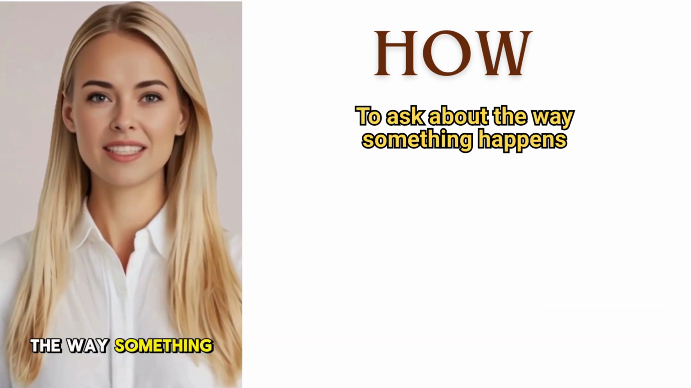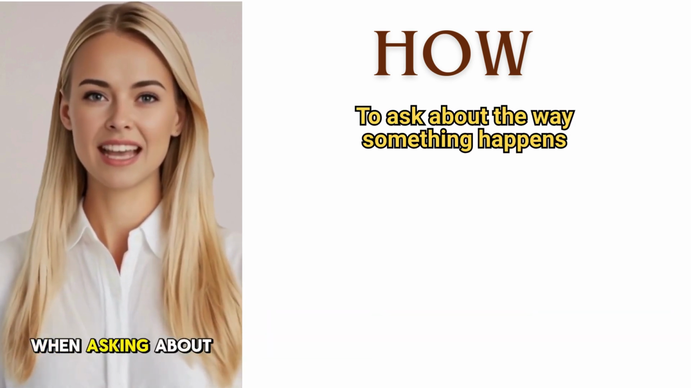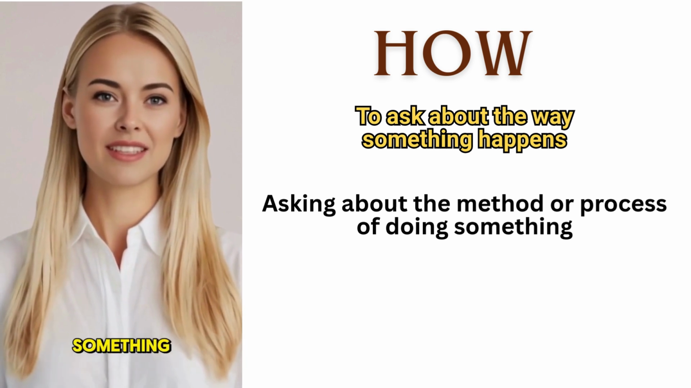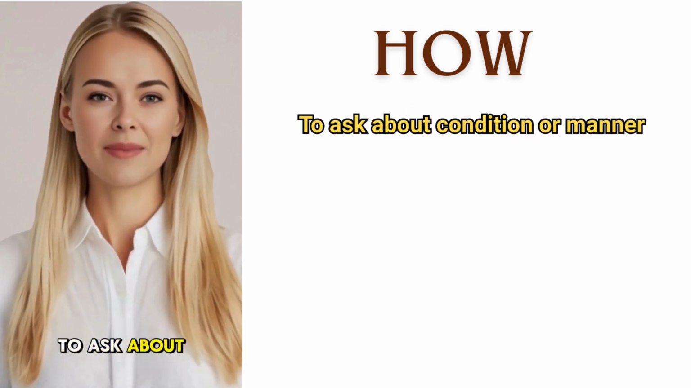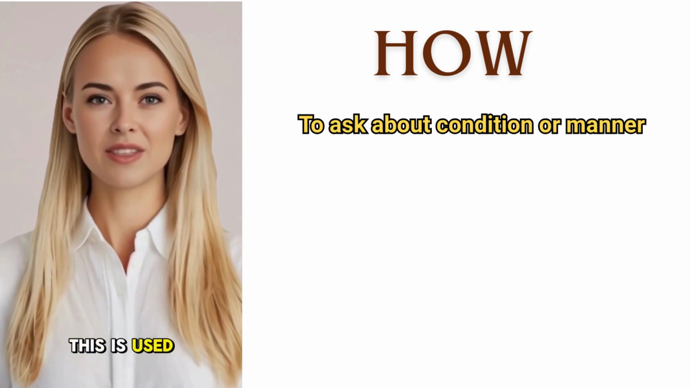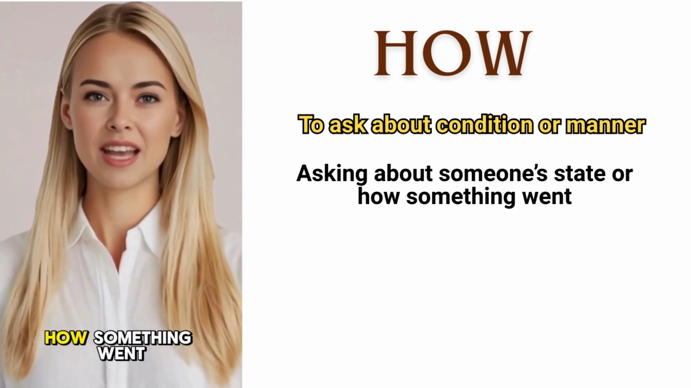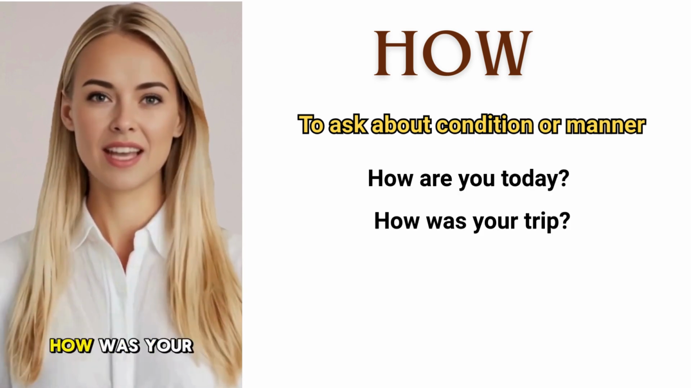To ask about the way something happens. This is used when asking about the method or process of doing something. How do you cook rice? How did she fix the car? To ask about condition or manner. This is used when asking about someone's state or how something went. How are you today? How was your trip?